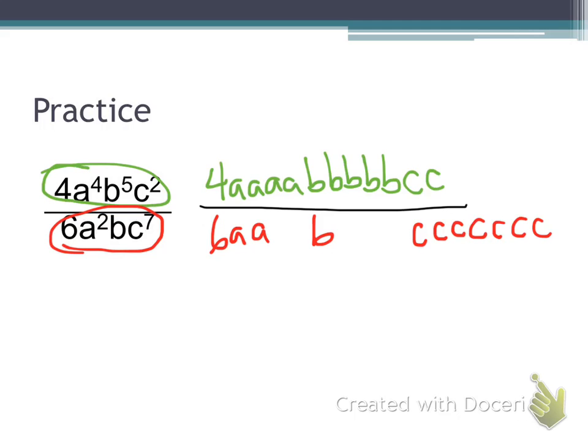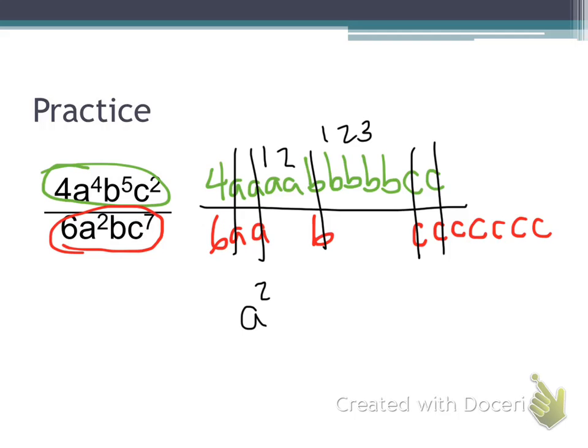Well, when I have them lined up like this, it's going to be much easier to cancel. So these A's are going to cancel, just like normal division. This will cancel, this will cancel, this will cancel. So when I write my answer, I have two A's on top, so I'm going to say A squared. I have 1, 2, 3, 4 B's on top, so I'm going to say B to the 4th.